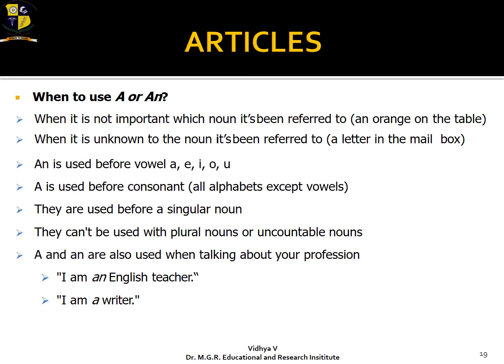An is used before the five vowels A, E, I, O, U, and a is used before consonants, all alphabets except vowels. They are used before a singular noun. They can never be used for plural or uncountable nouns. So a and an can also be used when you're talking about your profession. I am an English teacher. I am a writer.